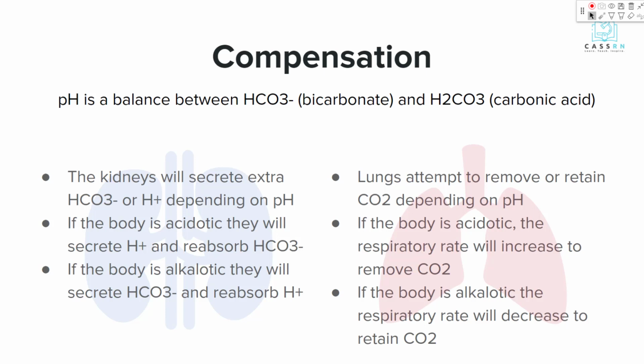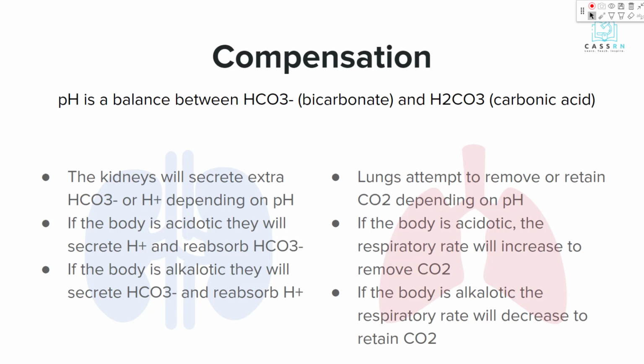And then we've got the lungs, who are going to act a little bit more quickly, but they're not going to be quite as effective in resolving the problem. So the lungs are going to attempt to remove or keep CO2 depending on what the pH is. So if you're acidotic, then the respiratory rate is going to increase to exhale and get rid of that extra CO2. And if you're alkalotic, then it's going to do the opposite and the respiratory rate is going to decrease because it wants to hold on to that CO2 in order to bring that pH back to where it needs to be.